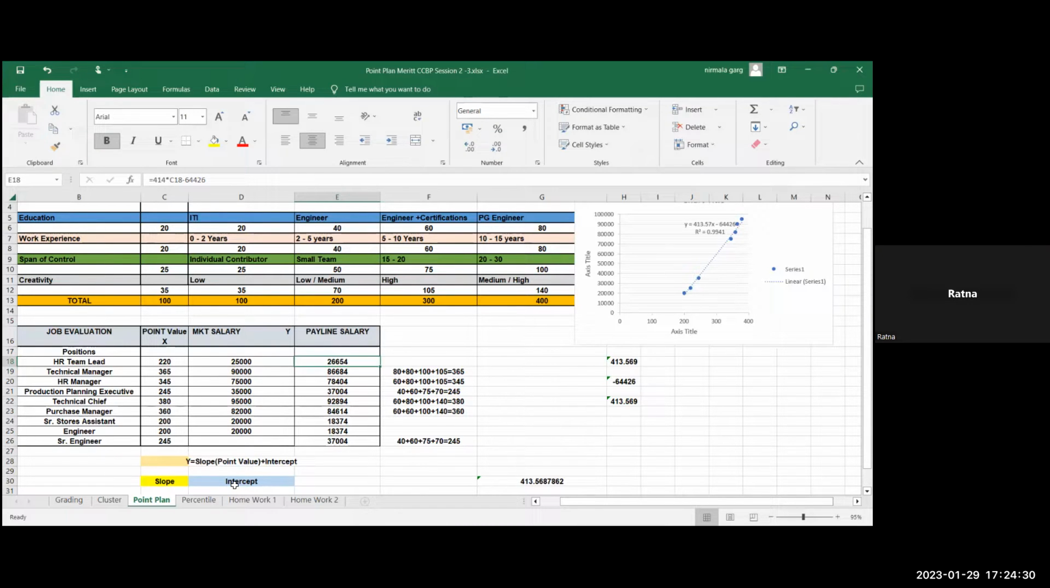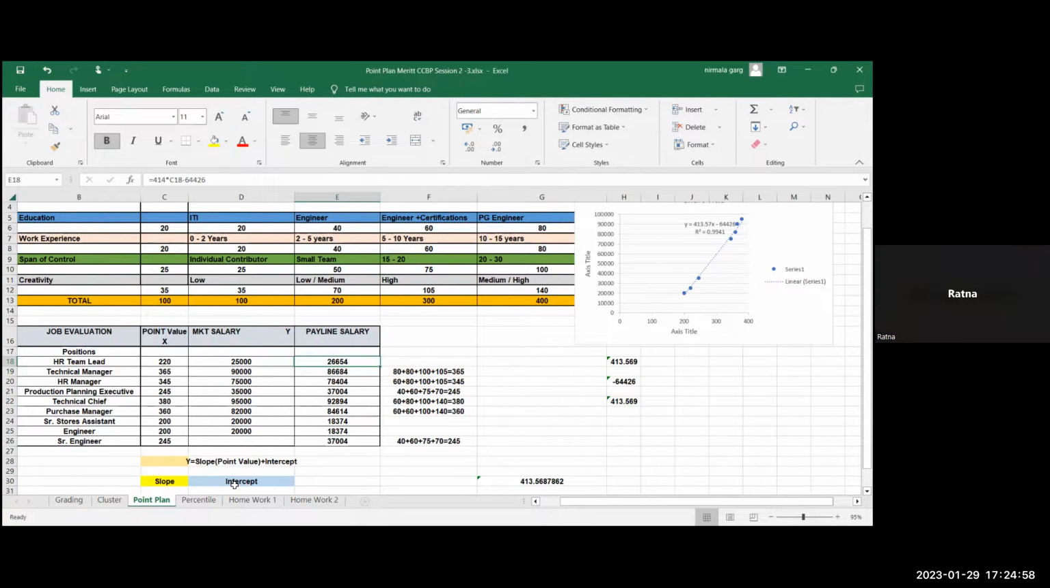When I'm saying internal equity, that means you have a point value also. If you are paying 365 this much, then I'm going to calculate slope and intercept and say for 225, because I've already done the job evaluation part. The outcome of job evaluation is point value. I already know how many points you have. What is the point value of that job? So here points also play a major role. Obviously, every point is money.